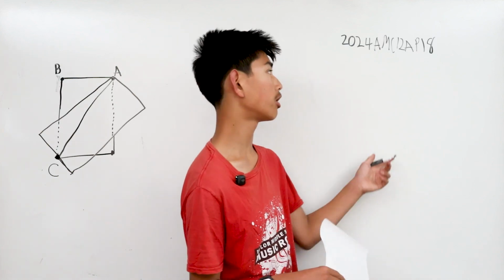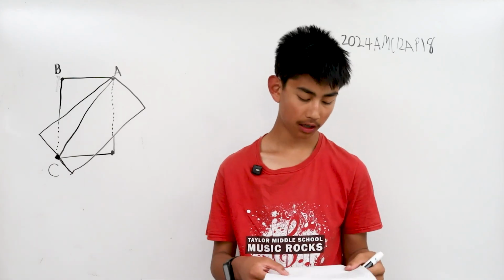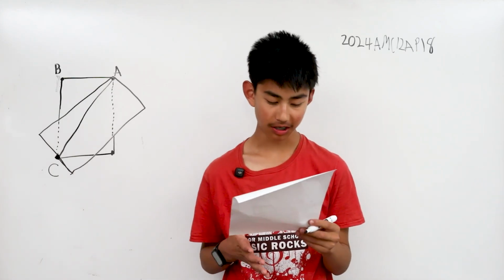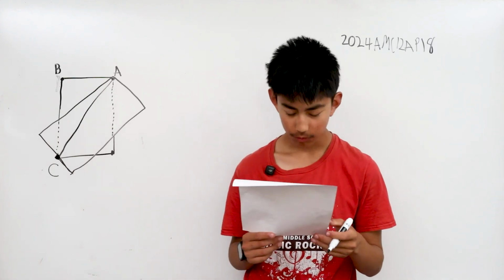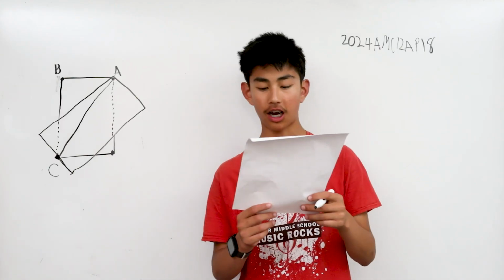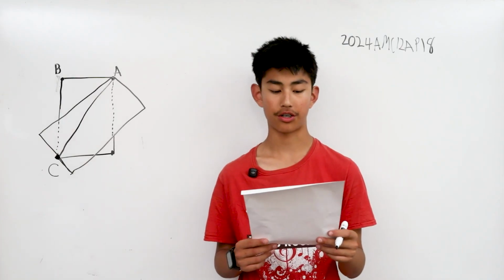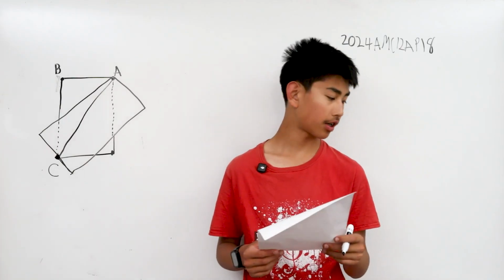We're solving problem 18 from the 2024 AMC 12A. On top of a rectangular card with sides of length 1 and 2 plus square root 3, an identical card is placed so that two of their diagonals line up as shown, AC in this case.